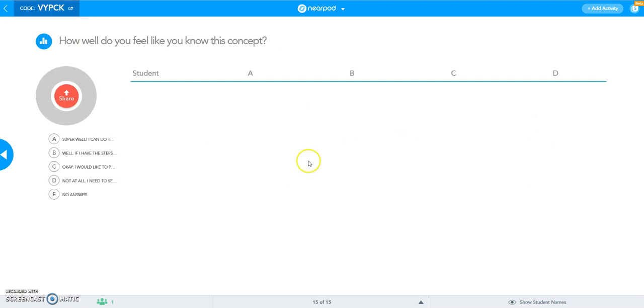But just to make sure, I have added a poll that will allow the student to share how they feel about how well they know that concept. So this student said that they understand the concept well, so if they have the steps in front of them, they can do this. So that means that we would probably want to have more practice on this lesson before we go to the next lesson.